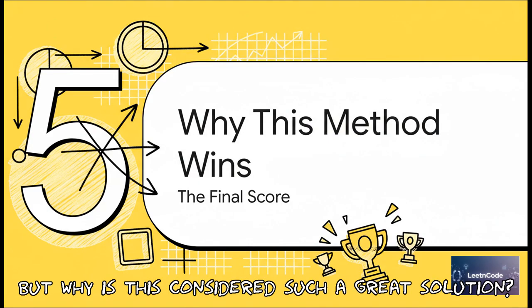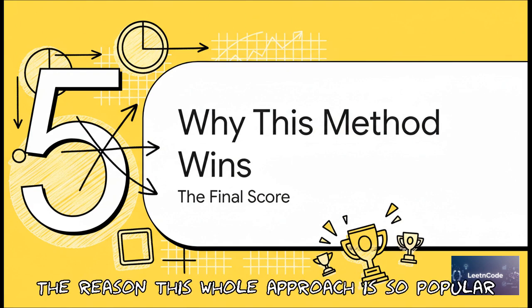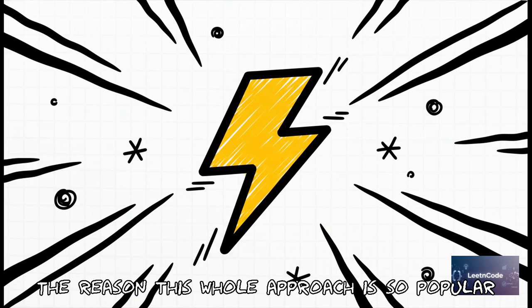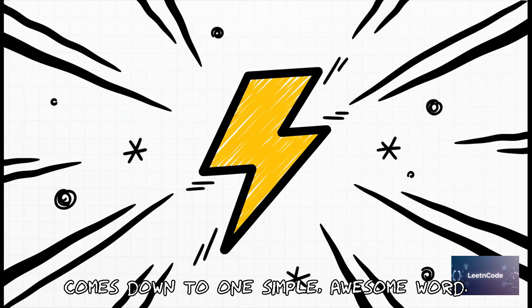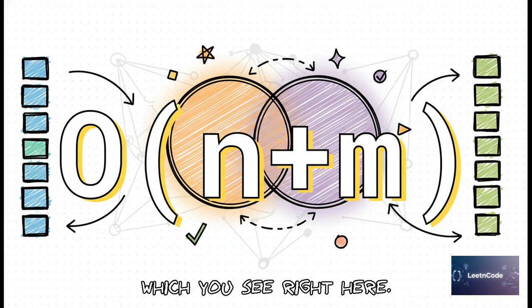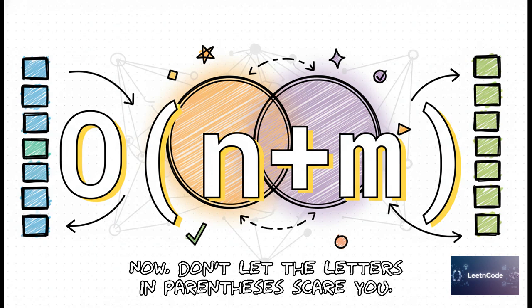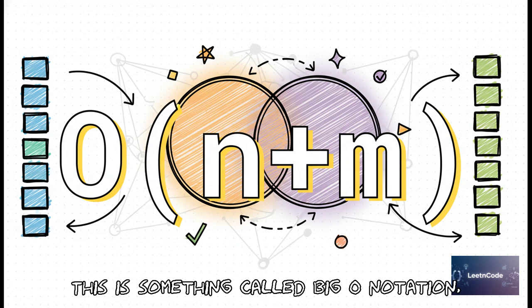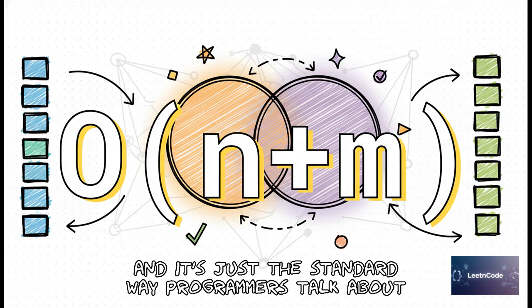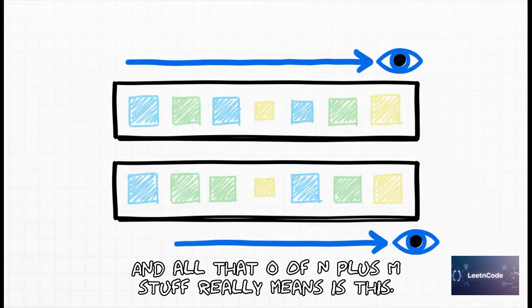But why is this considered such a great solution? Let's take a look at the final score. The reason this whole approach is so popular and so powerful comes down to one simple, awesome word: speed. And that speed has a technical name, which you see right here, O(n + m). Now, don't let the letters in parentheses scare you. This is something called big O notation, and it's just the standard way programmers talk about how efficient an algorithm is.